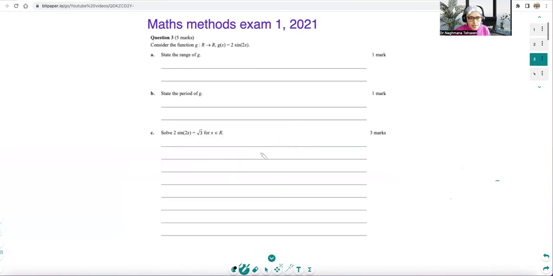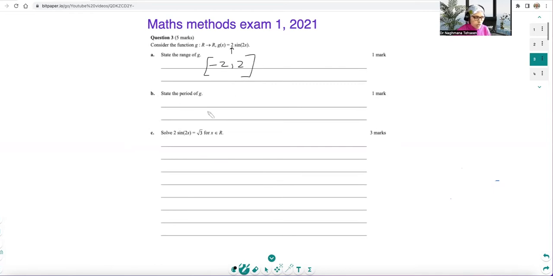Okay, the next one we have is question number 3, where we need to tell what this function is, a trigonometric function. f of x is equal to 2 times sine 2x, and then we need to tell what is the range of the function. As you remember, the 2 at the front is the amplitude, which gives us the range of the function. So according to that it would be negative 2 to 2.